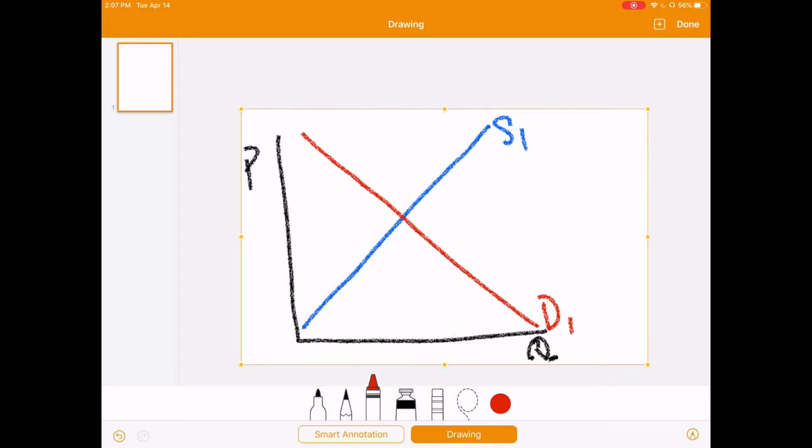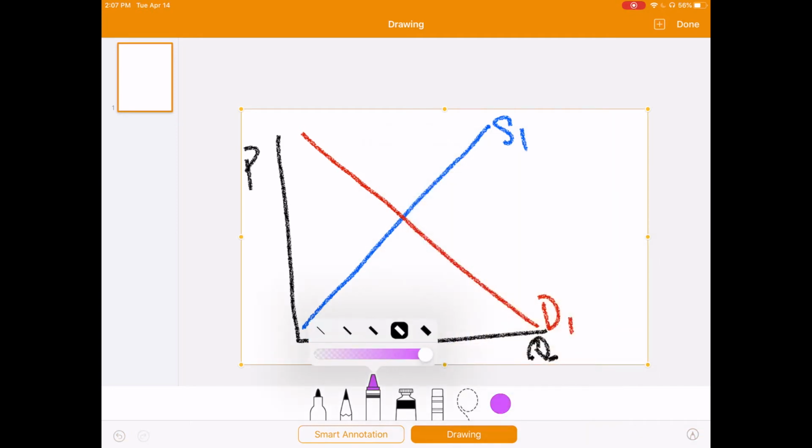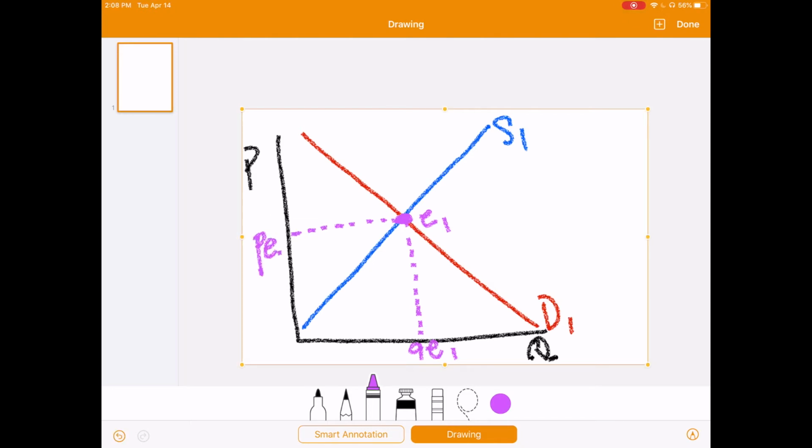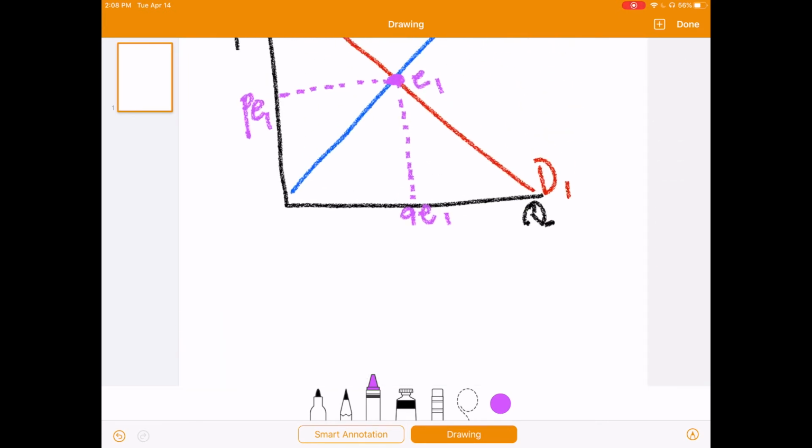And then we are going to label equilibrium. Where supply meets demand is known as equilibrium. So we're going to label it E1. Then we're going to follow equilibrium to see where it meets the quantity axis. We're going to call it quantity equilibrium 1. Then we're going to follow equilibrium to the price axis, and we're going to call it price equilibrium 1. And so here's equilibrium. Your graphs always need to look this nice.